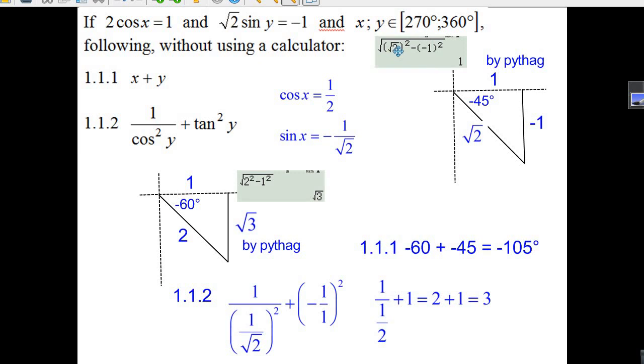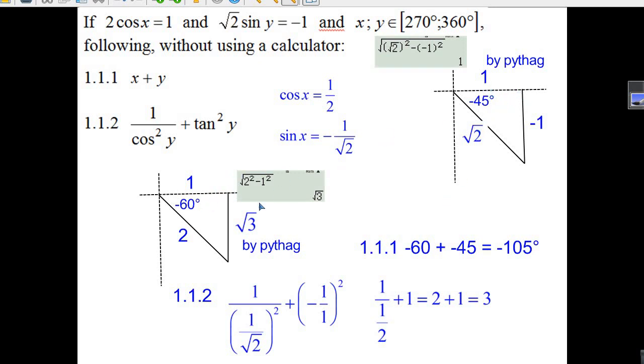Well, root 2 squared is 4, minus negative 1 squared is 1. Root 2 squared isn't 4. Well, root 2 squared, the square root and the square cancel each other, and you just get 2. Minus, this is just 1. 2 minus 1 is 1, and the square root of 1 is 1. This is 1 by Pythagoras. And if you think 1 squared plus minus 1 squared, square root it, it works.